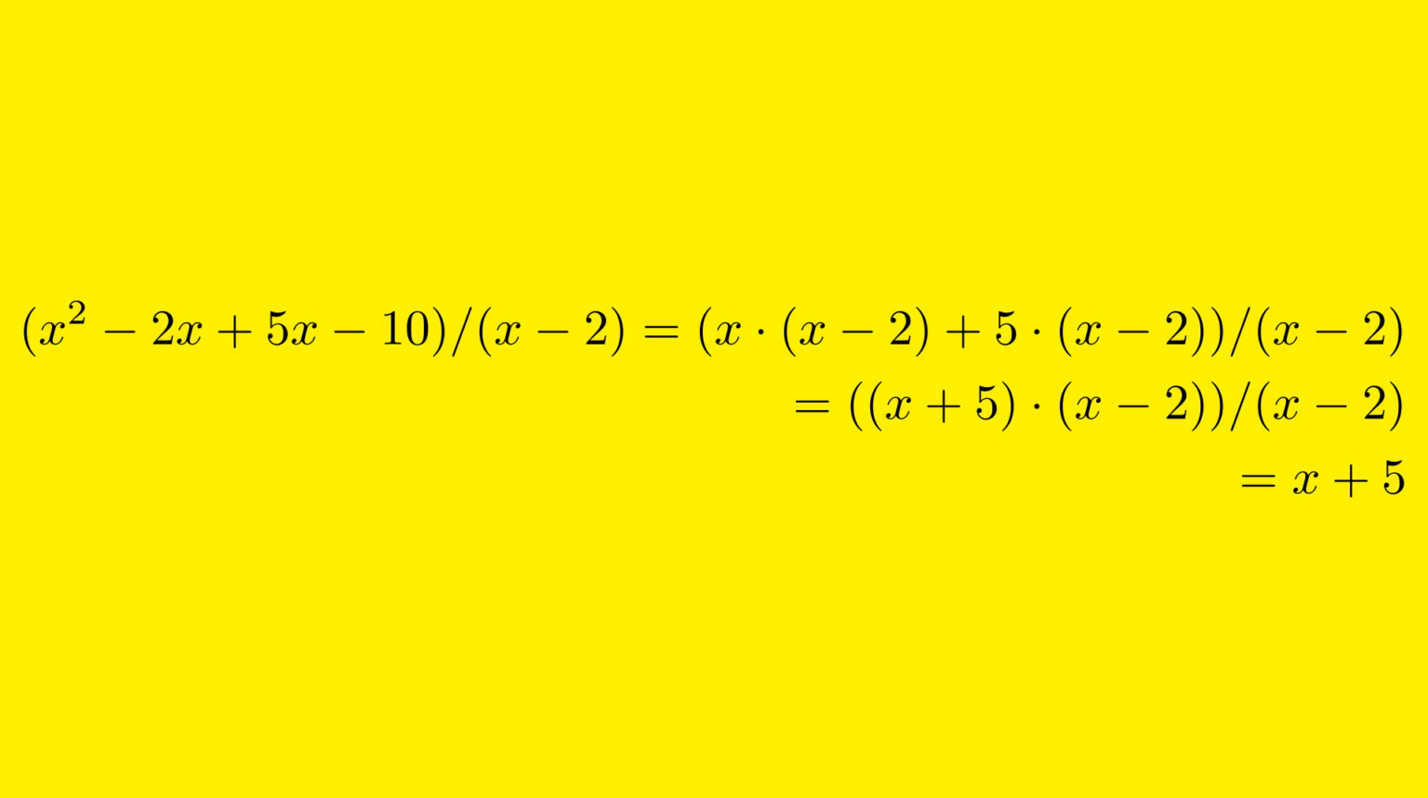To summarize, in step 2, we completed the process of simplifying the expression by factoring by grouping, canceling common terms, and arriving at the simplest form, x plus 5. This step concludes our solution.